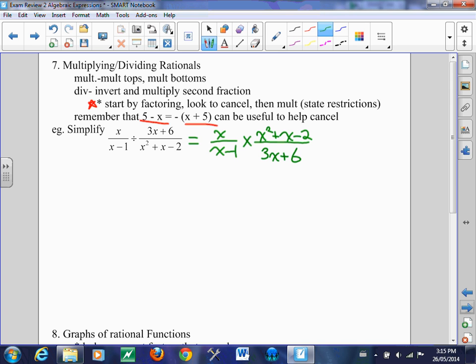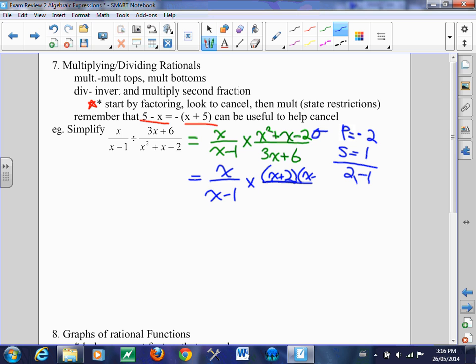All right. Now I'm going to look to factor. Well, my first fraction is in factored form. There's nothing I can simplify, but I can simplify the numerator and the denominator in my second fraction. This first one is a simple trinomial. If you're not sure, product equals -2, sum equals 1. What two factors would that be? It's going to be 2 and -1, so it's going to be x plus 2 times x minus 1. Looking at the denominator, that's a simple common factoring, so 3 times x plus 2.